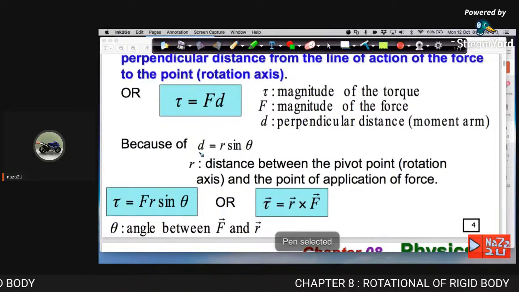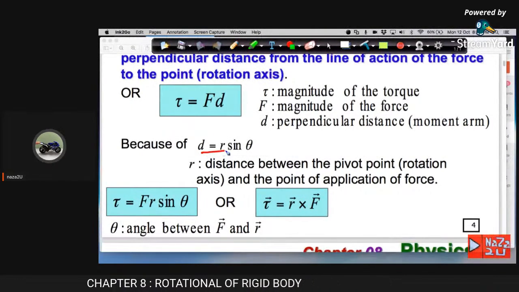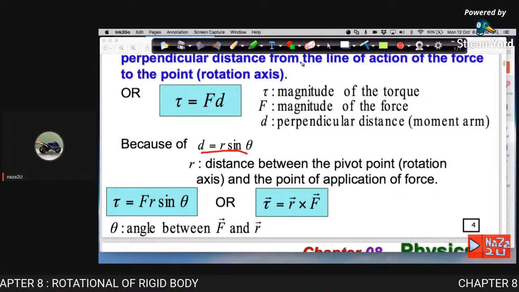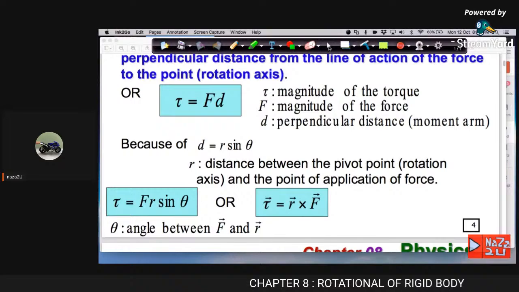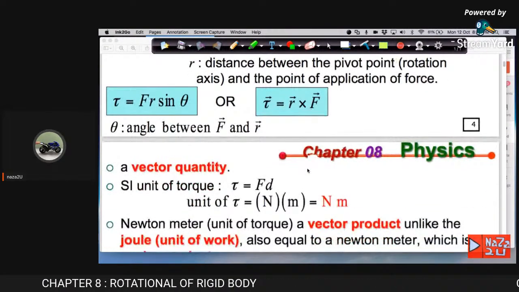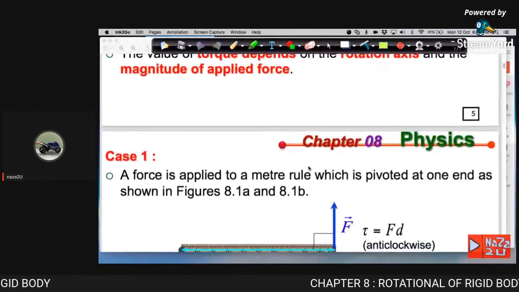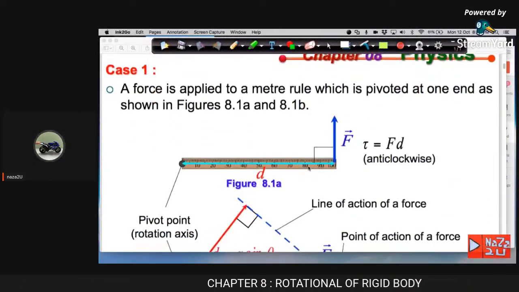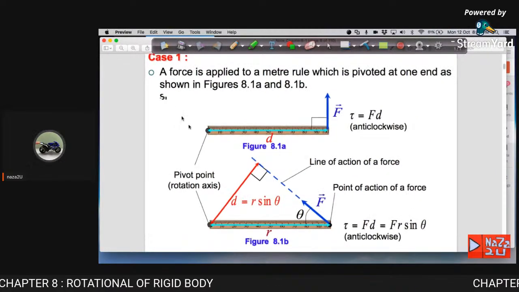If you look at the definition here, we have D, or the distance here, is R sine theta. Okay. For the R sine theta here, saya rasa ada contoh. Saya rasa terus saya bagi contoh kat sini, so lagi senang, supaya kita boleh nampak di sini. Okay.